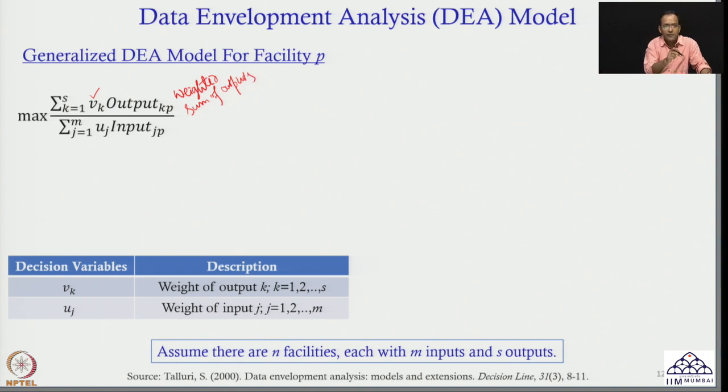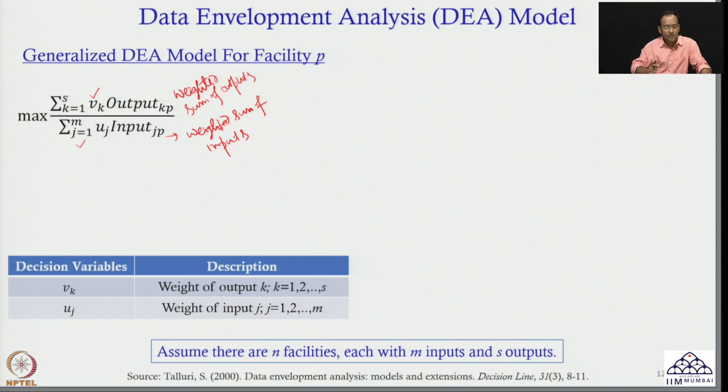Now, in the denominator, if you see, I have Uj multiplied by input Jp. So, Uj is the weight of input J. And how many inputs do I have? J equal to 1 to m. So, I have m inputs and for each input I have a weight. U1 is the weight of input 1, U2 is the weight of input 2, dot dot dot Um is the weight of input m. So, that is being multiplied by input Jp. What is input Jp? For facility P, the value of input J is written over here. So, the denominator is the weighted sum of inputs. So, now I have the weighted sum of outputs divided by the weighted sum of inputs. That is my efficiency score.